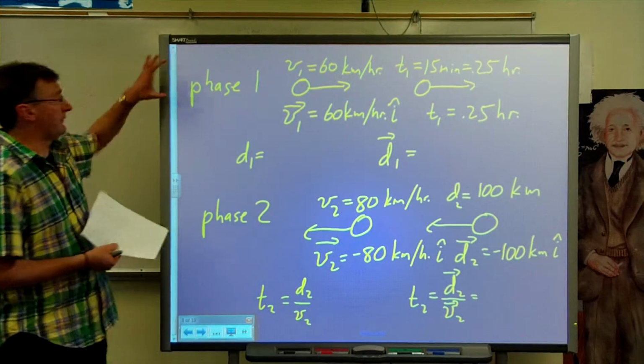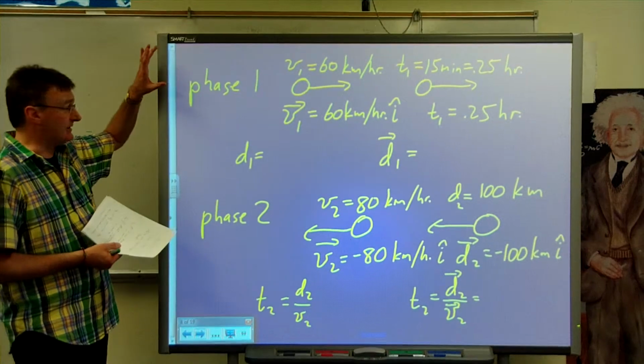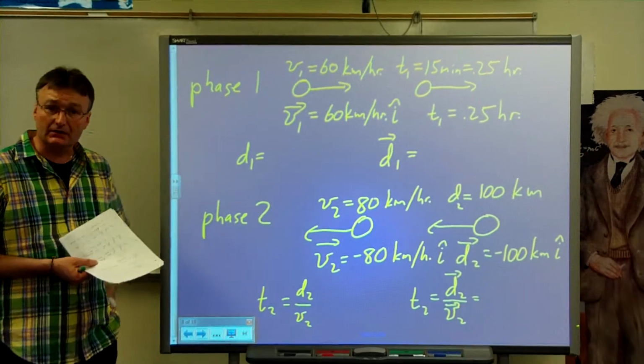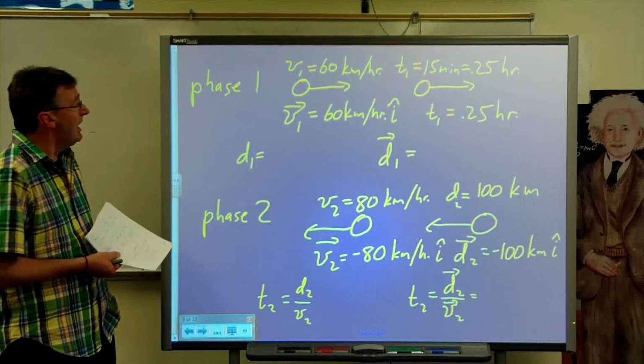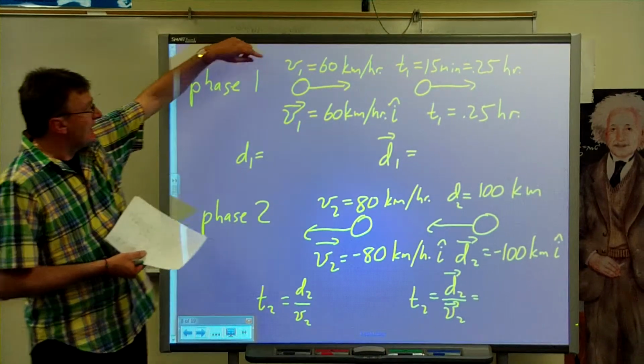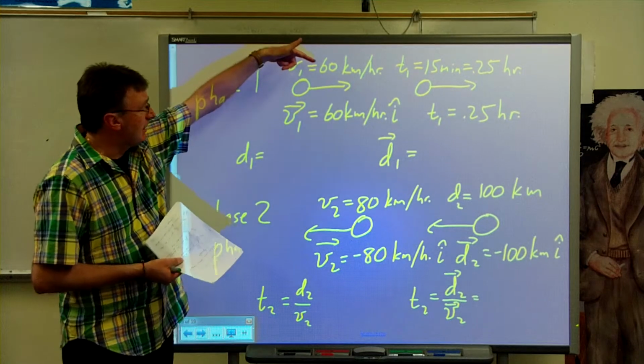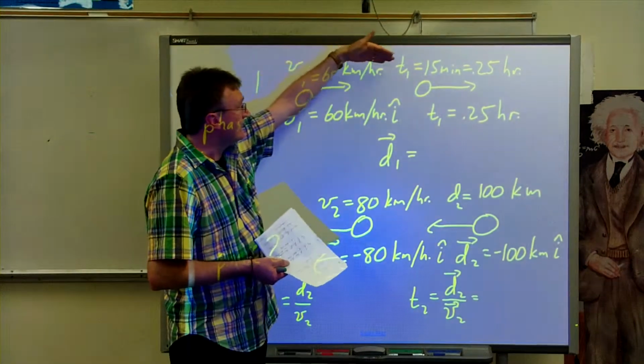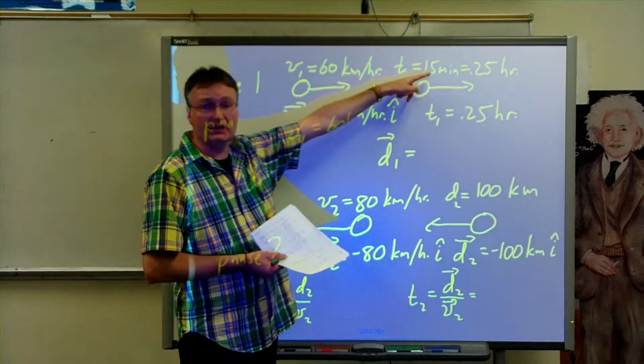example. So phase 1, as you noticed, I've divided it up into the 2 phases here because we have 2 phases in this particular problem. And in phase 1, we're told that the object is moving at 60 kilometers per hour to the east, and that the time for that phase is 15 minutes.